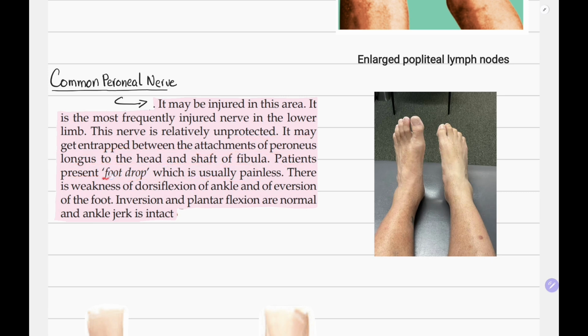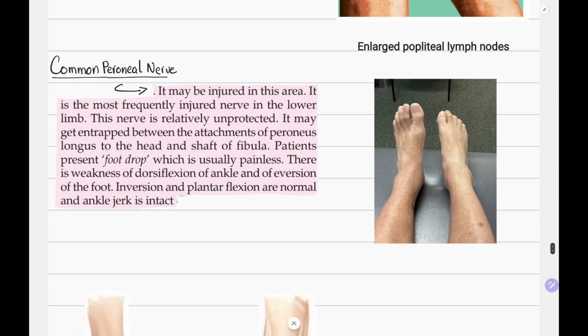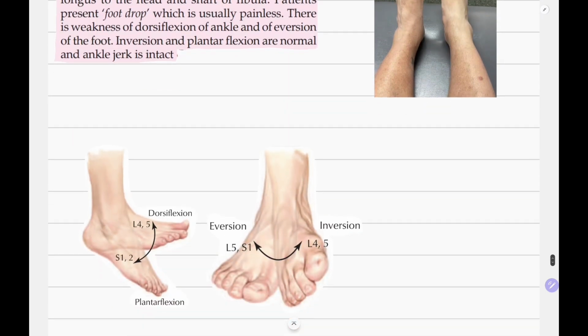I'll cover the topic foot drop exclusively in another video in detail. By way of review, foot drop occurs when there is a palsy of common peroneal nerve. There is weakness in the dorsiflexion of ankle and eversion of the foot. So what he is saying is that if common peroneal nerve gets palsy, there will be unopposed plantar flexion. This is the plantar flexion movement and this is the dorsiflexion movement. So if the common peroneal nerve supplying the muscle for dorsiflexion gets palsy or traumatized, there will be unopposed action of the muscle responsible for plantar flexion.